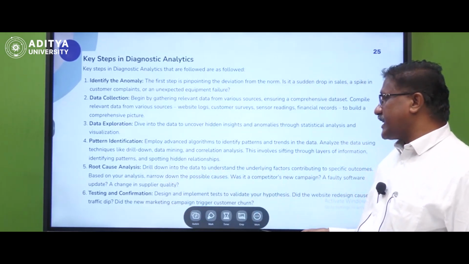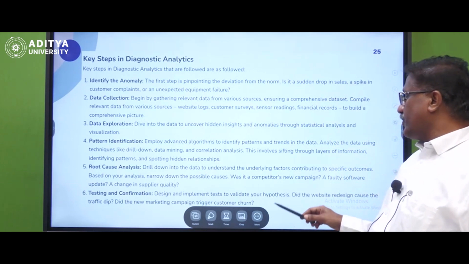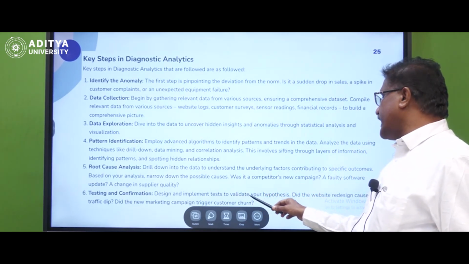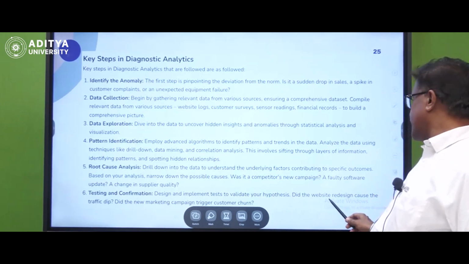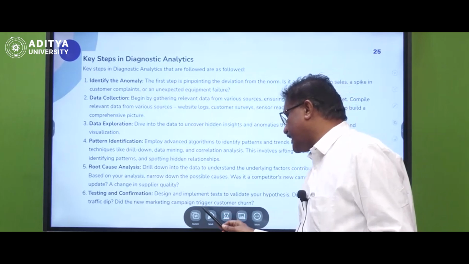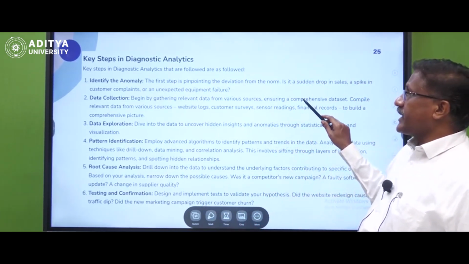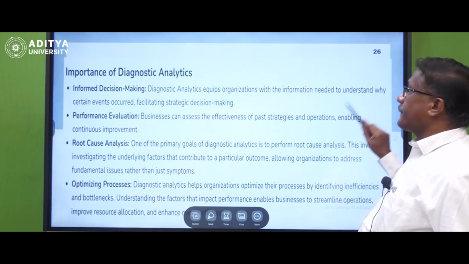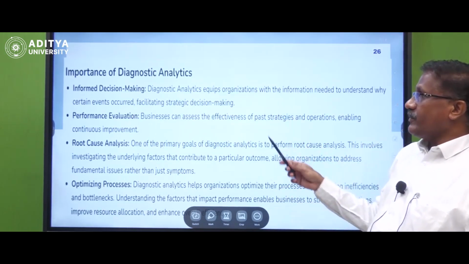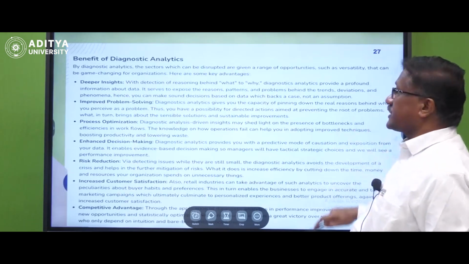The last one is testing and confirmation. Once done, design and implement the test to validate your hypothesis. Did the website redesign cause the traffic dip, or are new marketing campaigns required? All these things are various steps for diagnostic analytics. What is the importance? Informed decision making, performance evaluation, root cause analysis, optimization process.